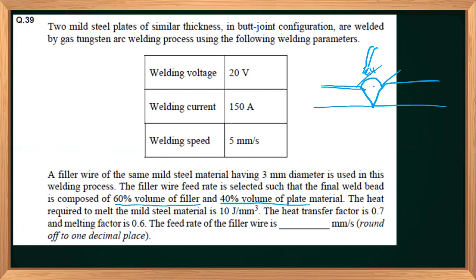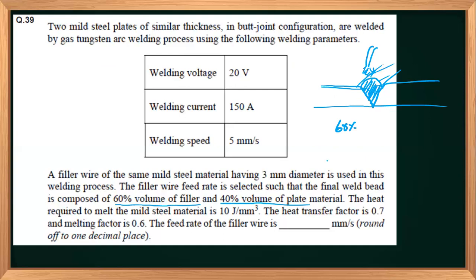So if this is the weld zone, suppose this was the initial thing, some of the material from the parent metal will also be diluted and come to the weld zone, and also the filler material will be deposited. So this total is the volume, out of which 60% of the volume is contributed by your wire deposition, and 40% of the volume is from the melting of the parent metal. Okay, so this is what is given.